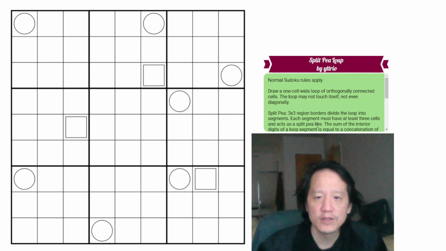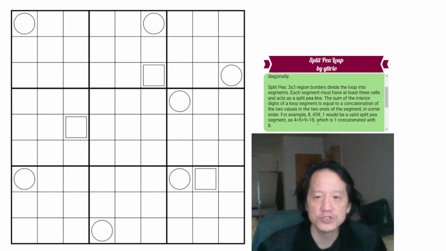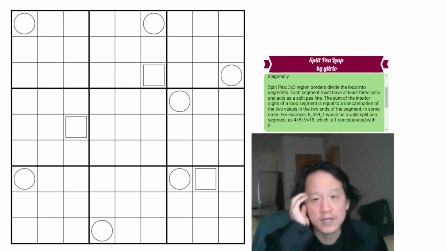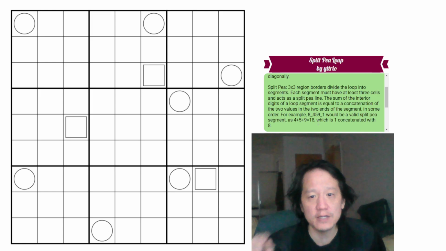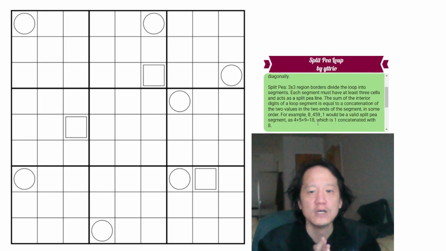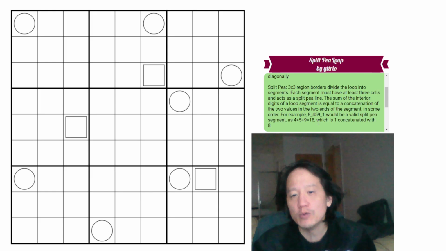Split P. 3x3 region borders divide the loop into segments. Each segment must have at least 3 cells, so you have to have at least 3 cells, and acts as a split P line, which is the sum of the interior digits of a loop segment is equal to the concatenation of the two values in the two ends of the segment in some order.